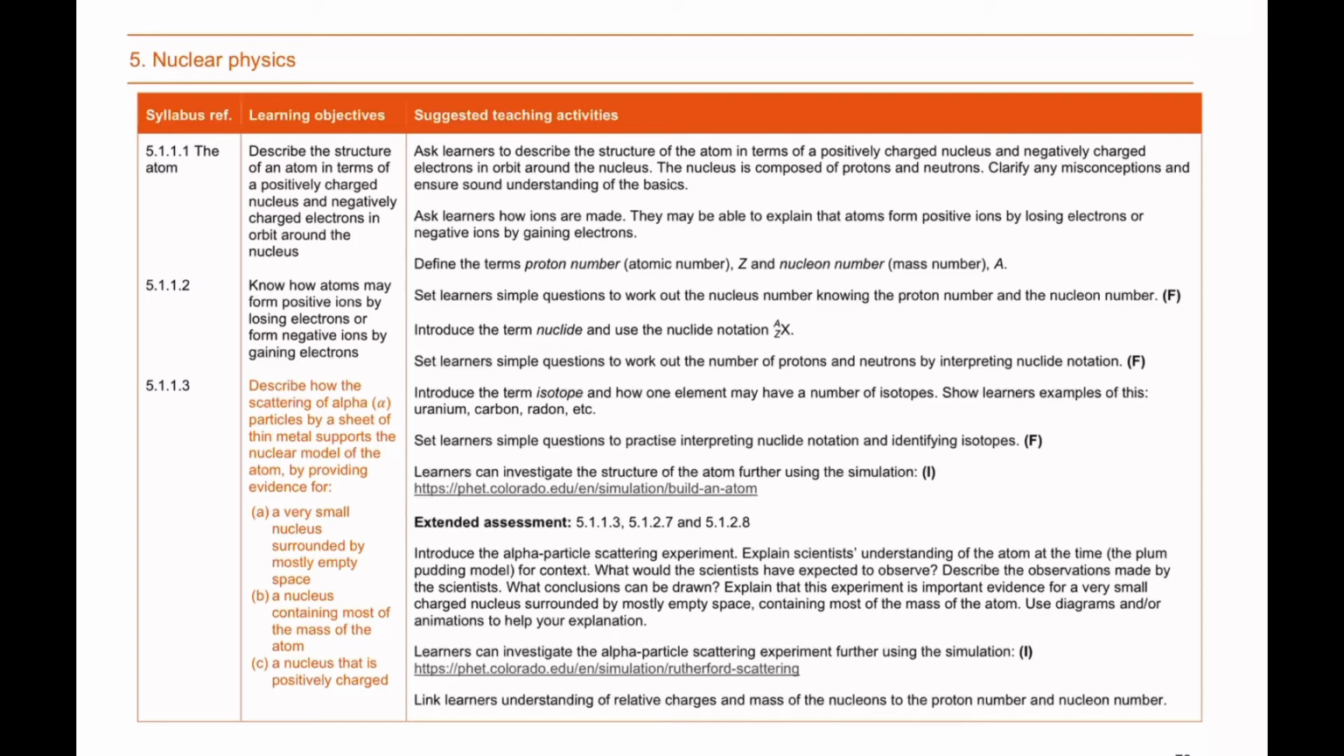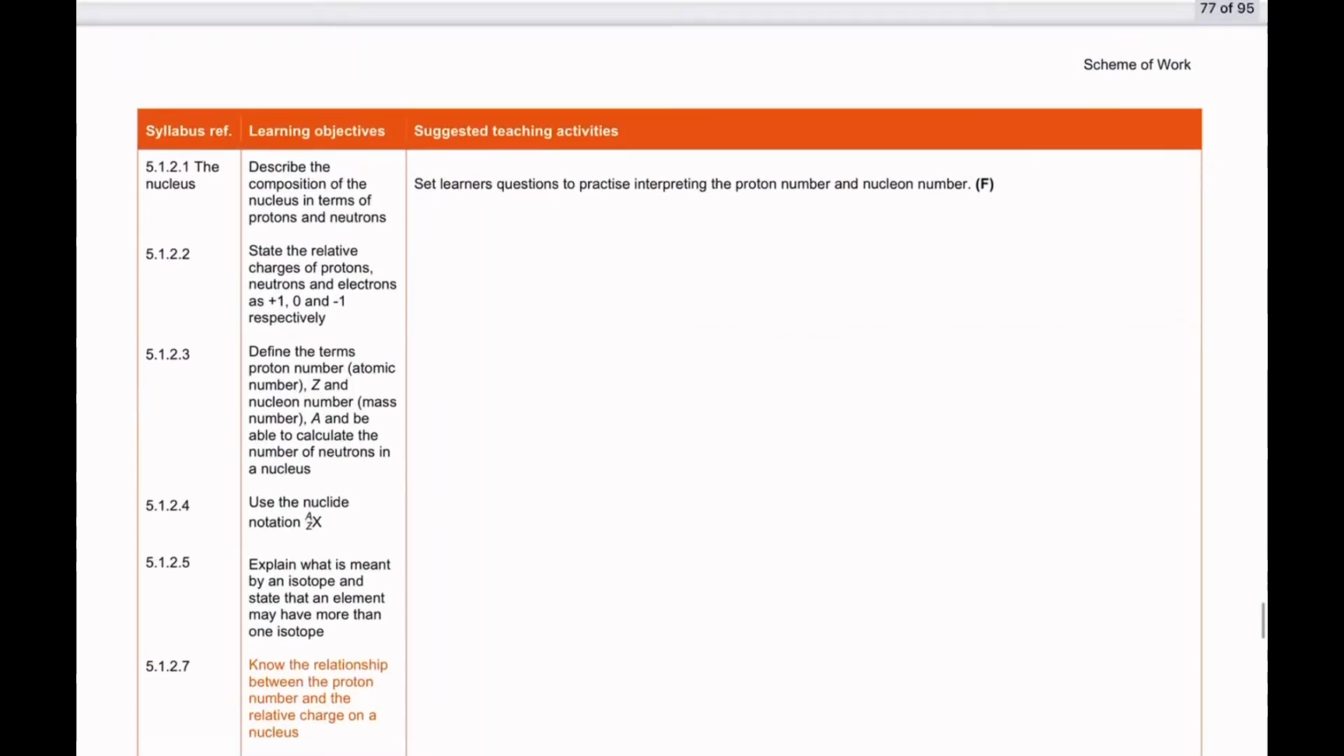Describe how the scattering of alpha particles by a sheet of thin metal supports the nuclear model of the atom by providing evidence for A. A very small nucleus surrounded by mostly empty space, B. A nucleus containing most of the mass of an atom, C. A nucleus that is positively charged.